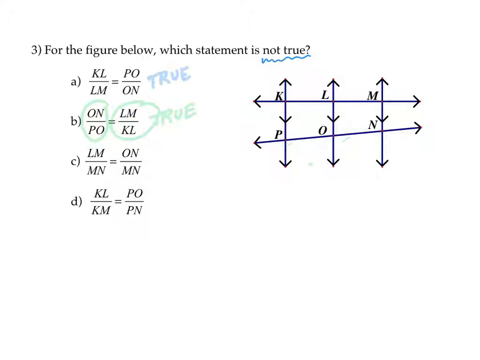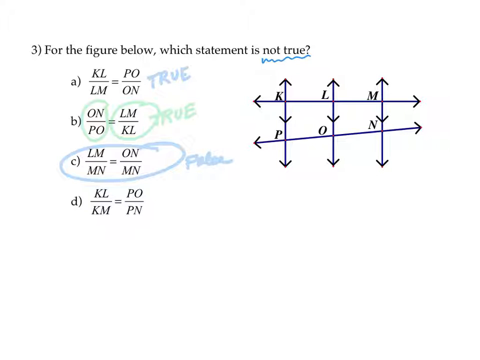All right, our third option here is a little bit tricky. So in this option, they're comparing LM to MN. And they're saying that that would be equal to ON over MN. This is the one that is false. In all of the proportionality theorems, we never use this segment in the middle. So this one would definitely be false, but what we should do next is follow through and take a look at the last answer choice.